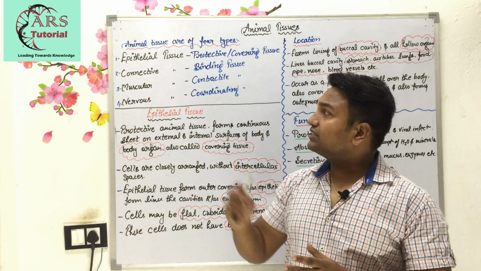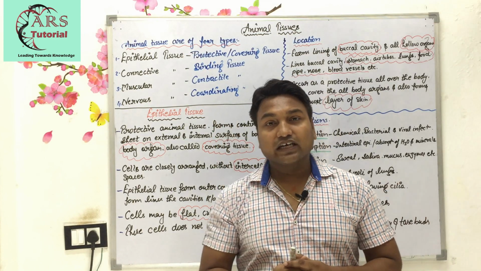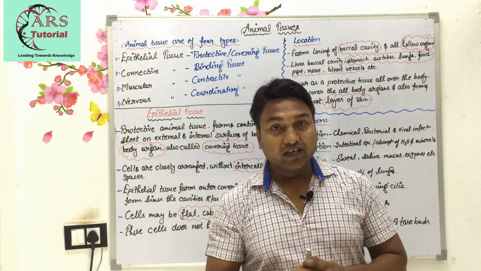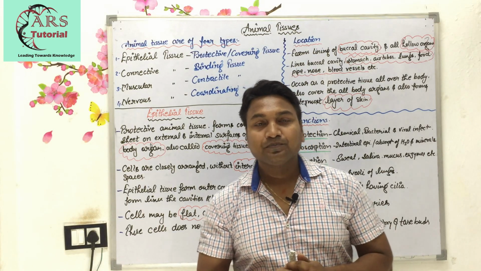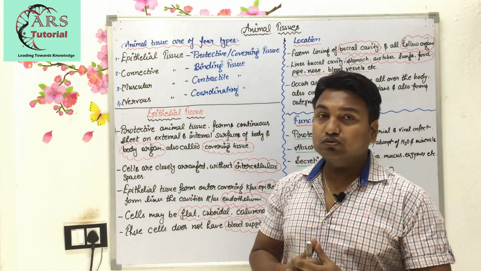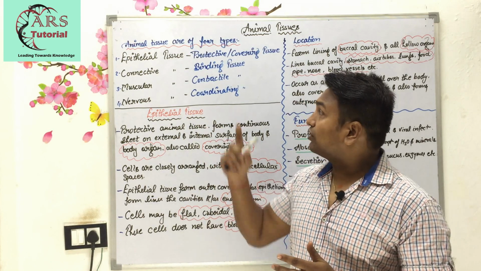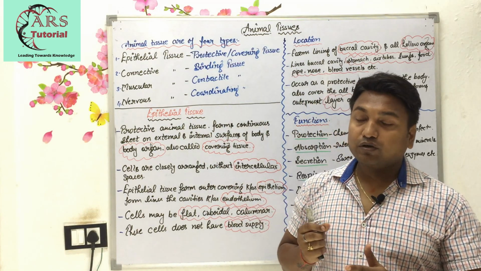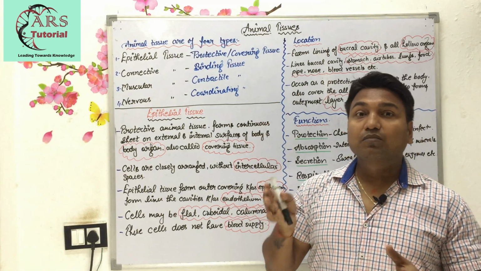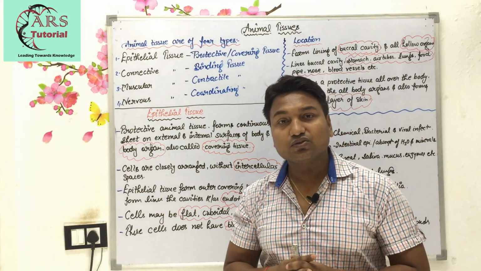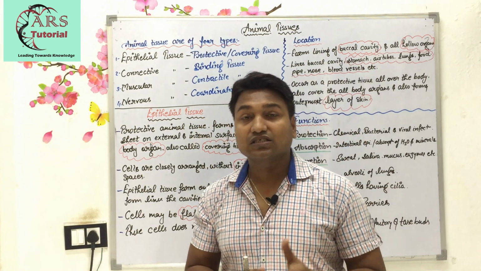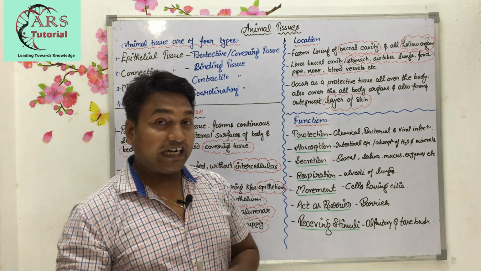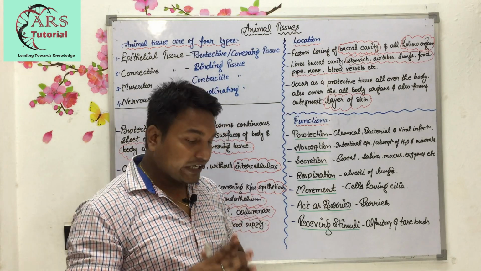Now the second one is connective tissue. Connective tissue is also known as binding tissue. Why it is known as binding tissue, we will discuss further. Now the third one is muscular tissue, which is also known as contractile tissue, because all muscle tissue comes under this topic. Now the last one is nervous tissue, in which we will discuss the neuron, and that's why this tissue is also known as coordinating tissue.